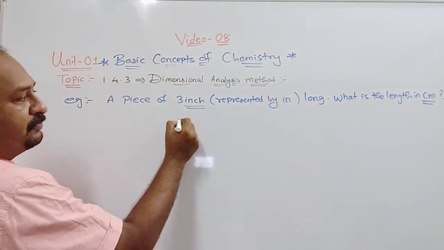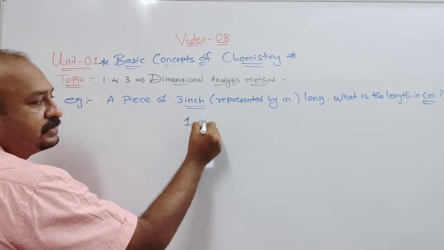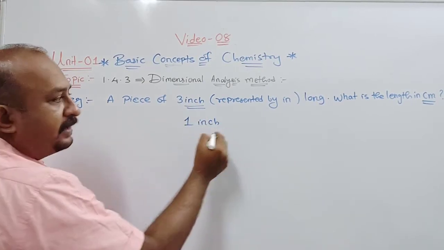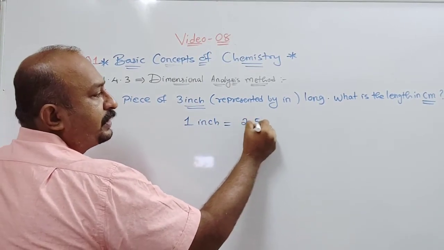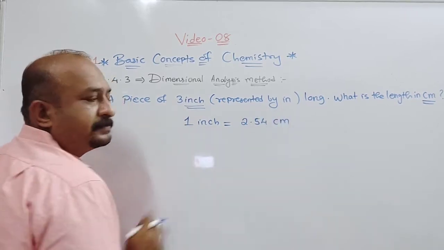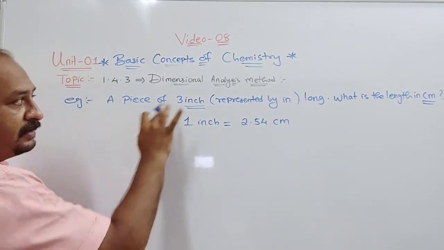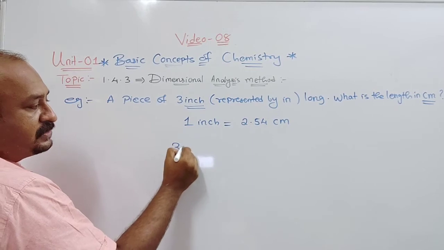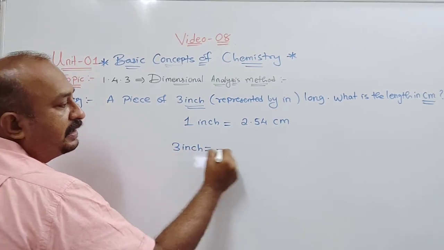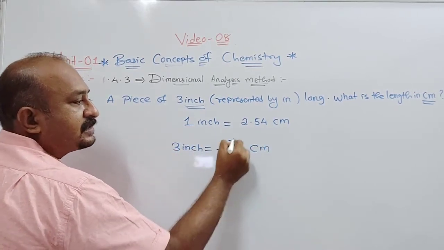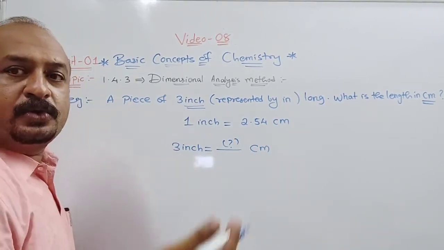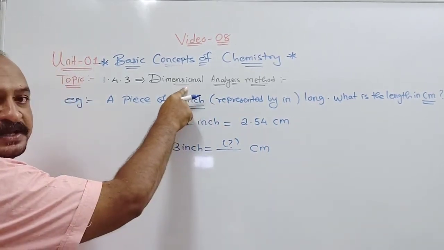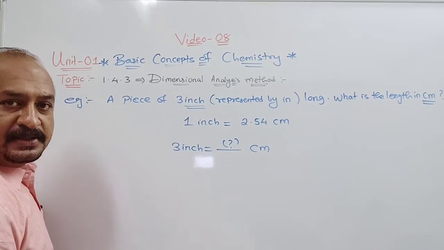Before that, you must know this formula: 1 inch is equal to 2.54 centimeter. Now, our question is what? 3 inch has to be converted into centimeter. Now how to convert? So we are going to use this method, the dimensional analysis method.